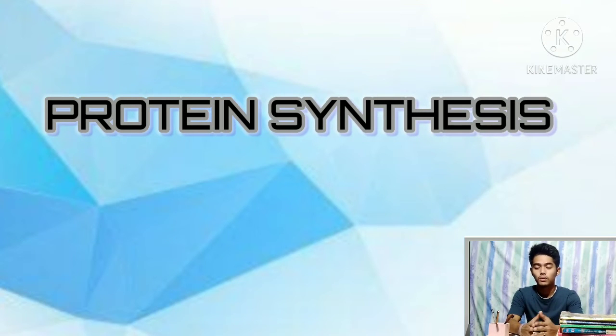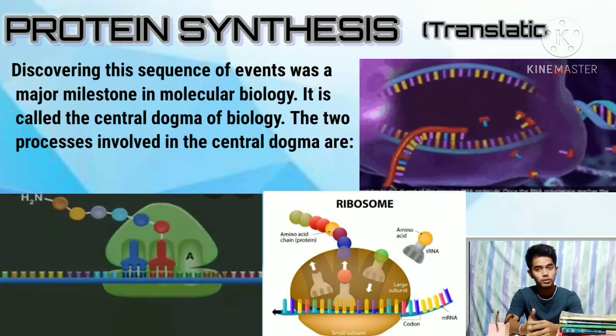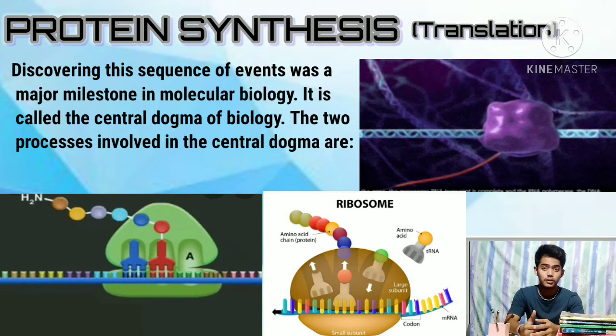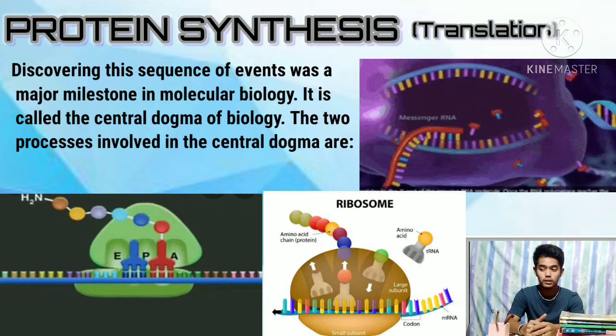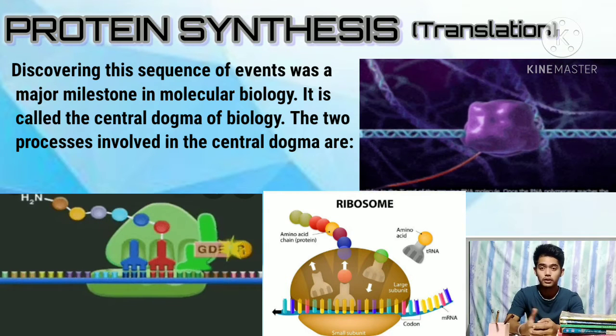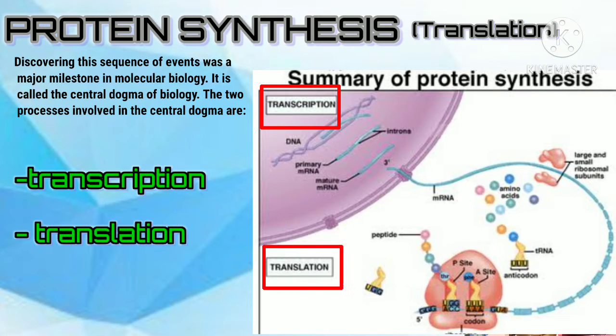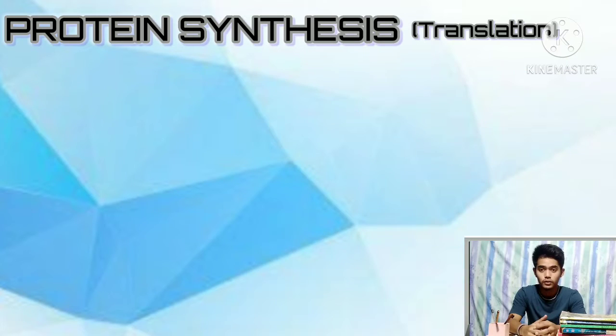This video is a continuation of the part 1 video about protein synthesis. Right now, we will discuss the second process, which is translation. Discovering this sequence of events was a major milestone in molecular biology. It is called the central dogma of biology. The two processes involved in the central dogma are transcription and translation. So let's move on to the translation process.